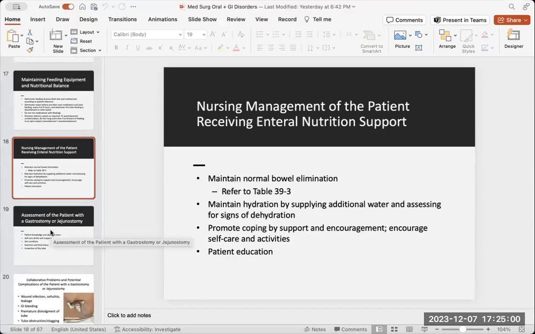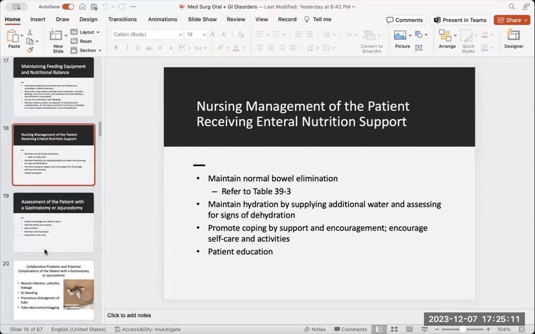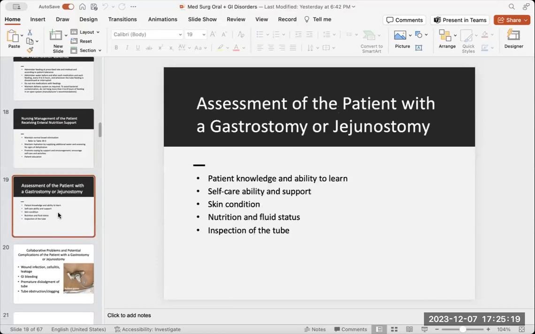So, other things, right? Make sure they're going to the bathroom, right? A part of this whole enteral nutrition or getting that outside nutrients is making sure they can go to the bathroom. Okay, they need to be hydrated, so we need to make sure they're getting, if they're not conscious, fluids via IV, and making sure we give them support.